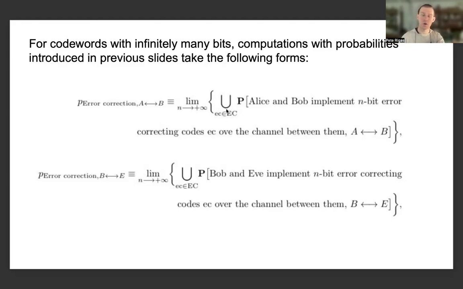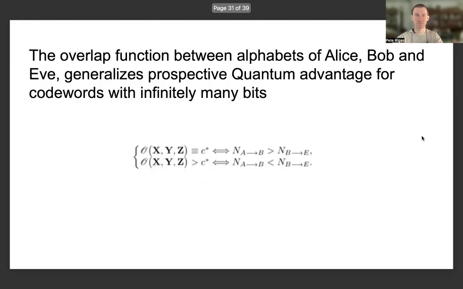given by a union over all instances of error correcting codes, such that the probability that Alice and Bob implement an n-bit error correcting code, literally C, over the quantum channel between them, between Alice and Bob, A and B, as well as, obviously, intuitively one can anticipate how the probability of error correction can similarly be formulated for code words with infinitely many bits over Bob and Eve's quantum channel.